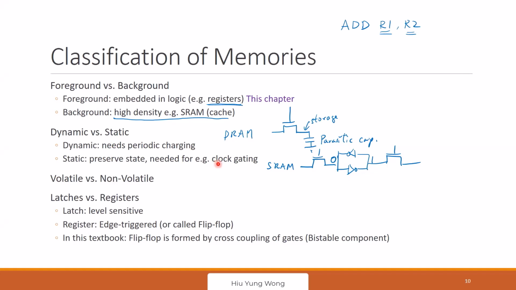Now, here we don't talk about clock gating. Clock gating is something we use to try to save energy. We try to not apply the clock to a certain block, right? If that is the case, you cannot use dynamic memory, because for dynamic, you need to apply the clock to keep charging it. For static, if you have clock gating and you don't apply the clock to a certain block at a certain time, then you definitely need the static memory.